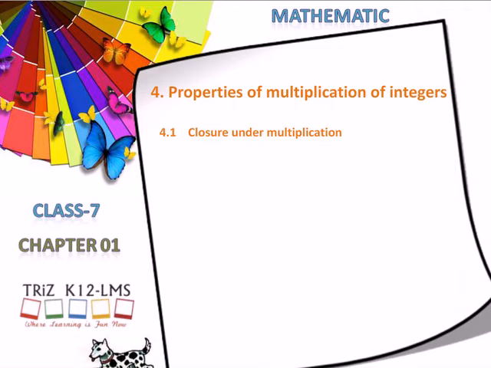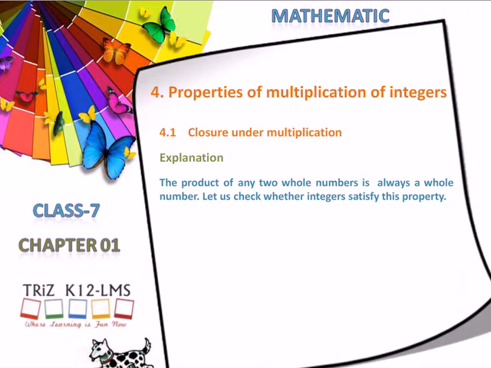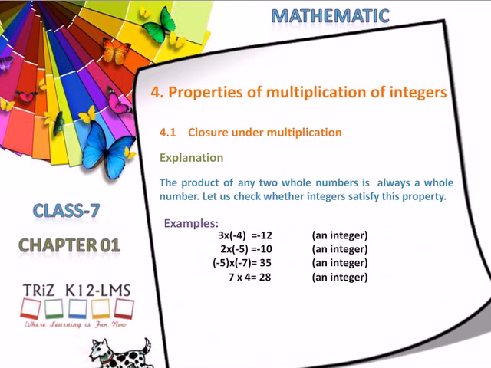4.1 Closure under multiplication. Explanation. The product of any two whole numbers is always a whole number. Let us check whether integers satisfy this property. Examples. 3 into minus 4 is equal to minus 12, an integer. 2 into minus 5 is equal to minus 10, an integer. Minus 5 into minus 7 is equal to 35, an integer. 7 into 4 is equal to 28, an integer. From these examples, we can say that integers are closed for multiplication.